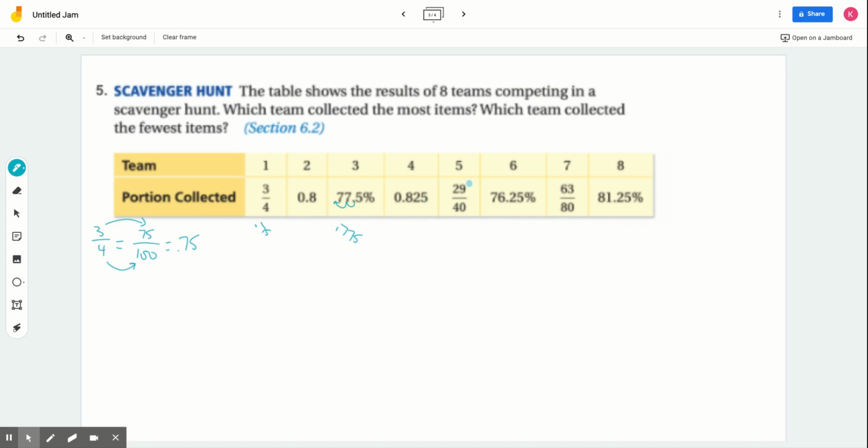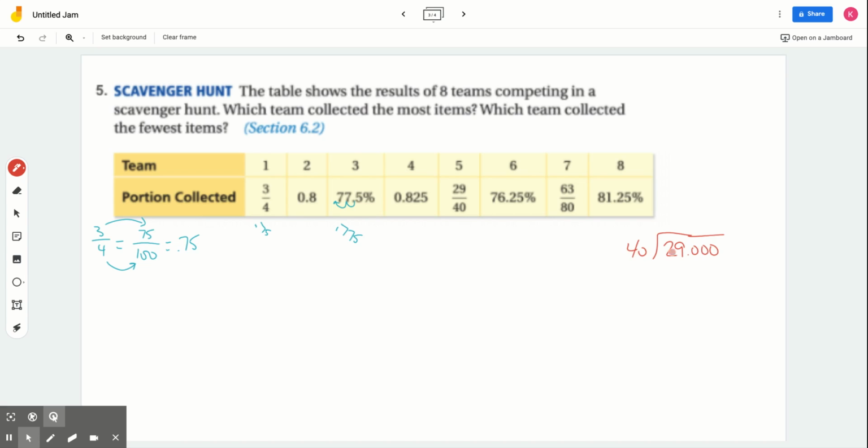Already have a decimal. Now, when we get to these fractions that we can't convert evenly or easily into a 10, 100, or 1,000 to help us with our decimal place value, we can take the top number and divide it by the bottom number. So what I mean by that is we can use long division. So 29 divided by 40. Go ahead and divide this now.